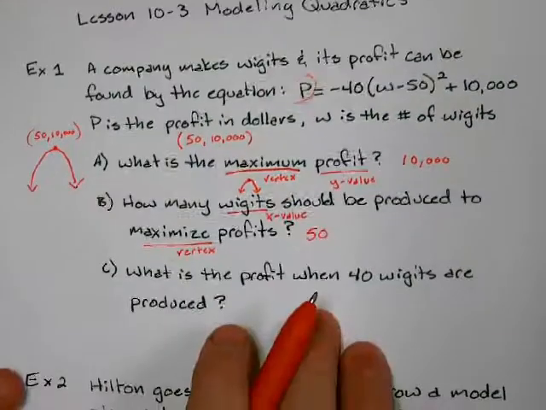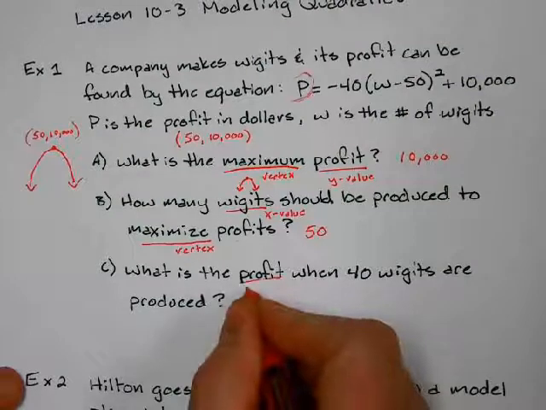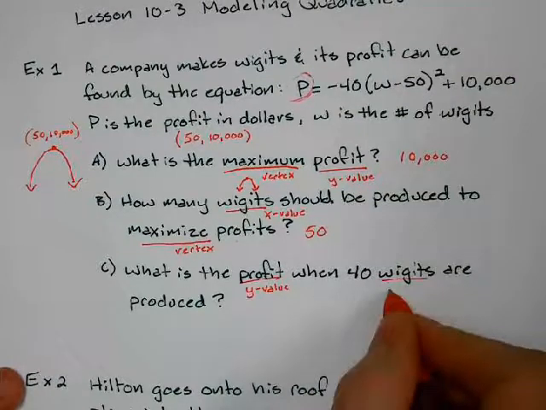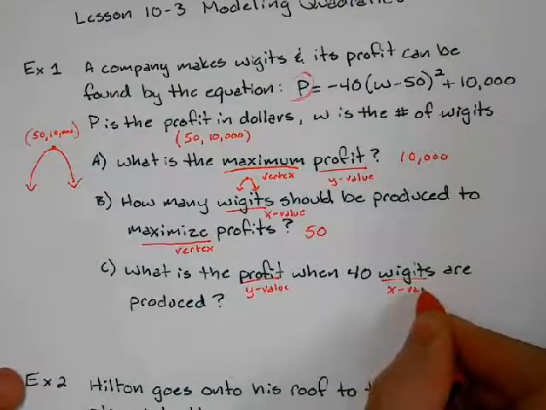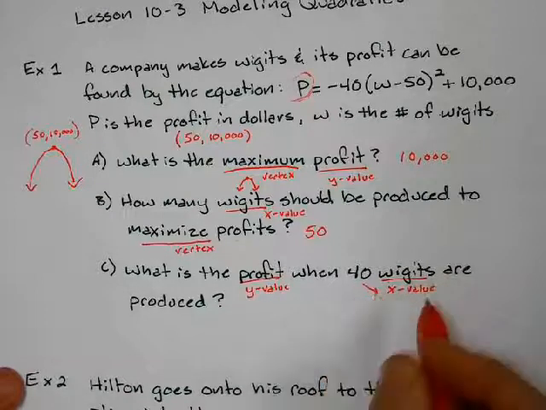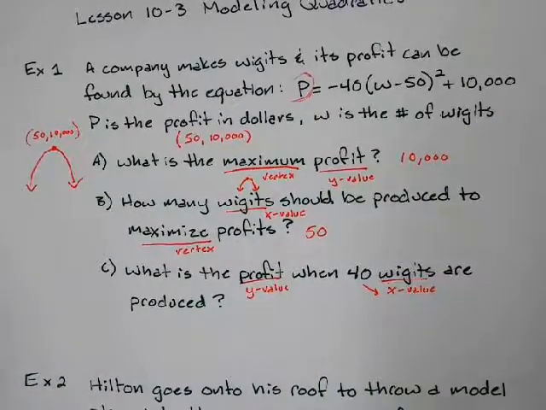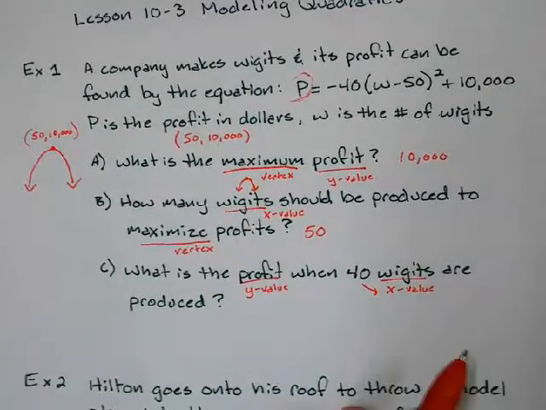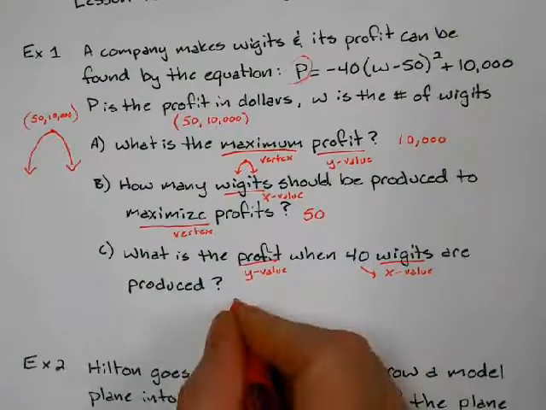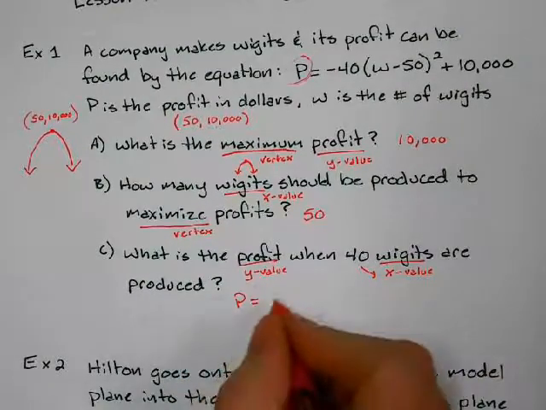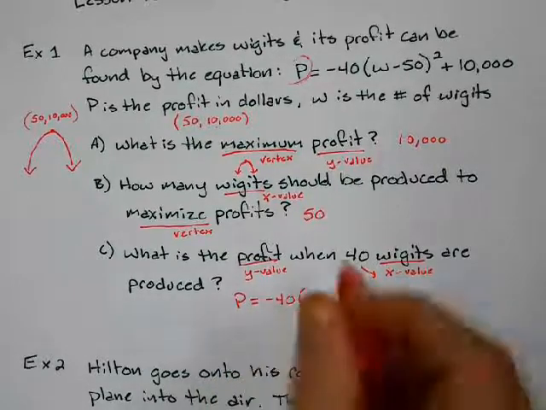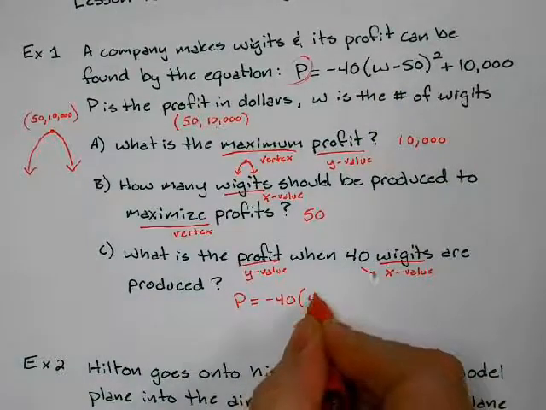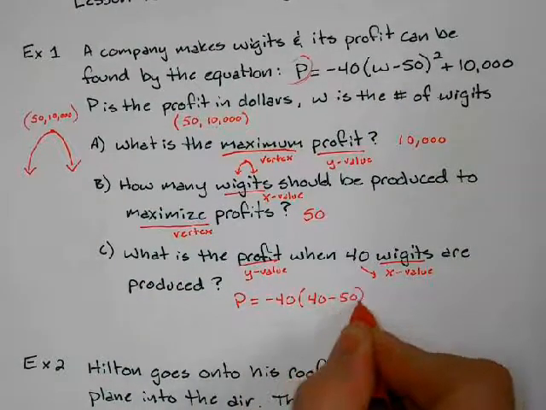All right, last one. What is the profit? So we're looking for the y value when 40 widgets, those are x values, are produced. So this is asking me, what's going to be the y value when the x value is 40? All we have to do is plug it in. So profit would be equal to negative 40 times, we're saying the x value is 40, so (40 minus 50) squared plus 10,000.